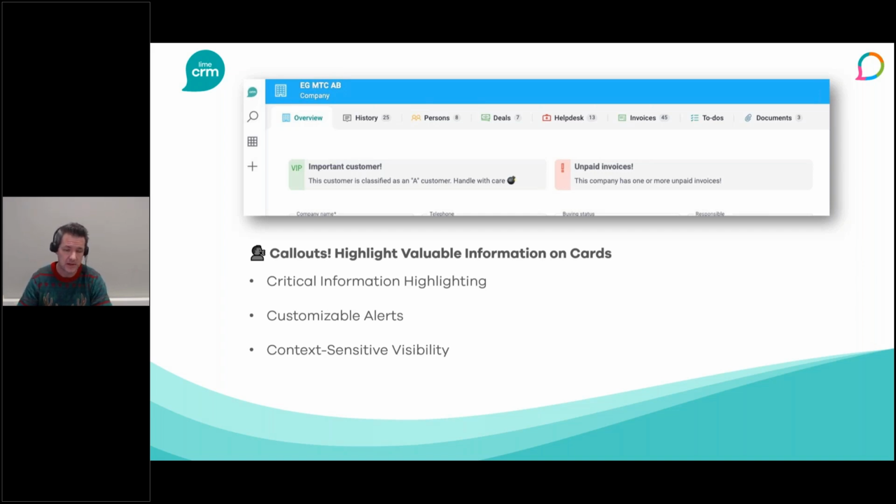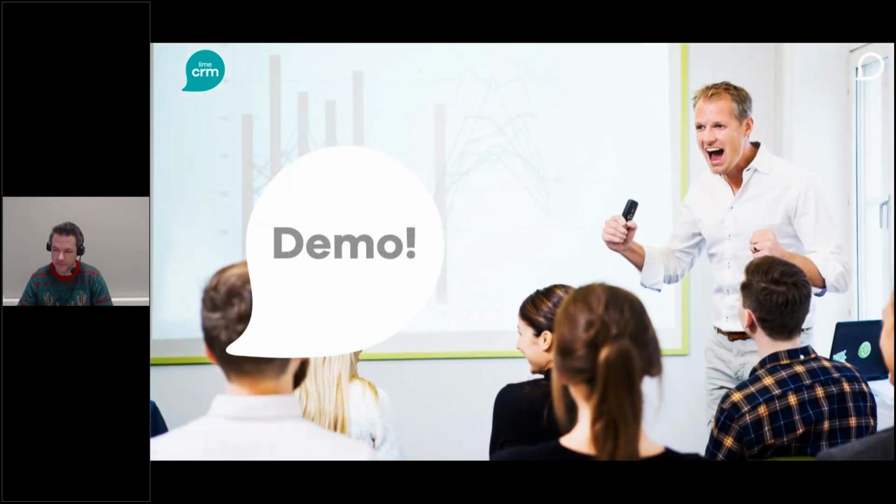In the example that you see, we have an important customer. That is a customer that is classified as an A customer. We'll show that information directly on the card, or if they have unpaid invoices. We'll give you a brief demo in a while. And of course, this makes efficient decision making. So you can quickly recognize crucial information to be able to take action. So let's see how this works in practice.